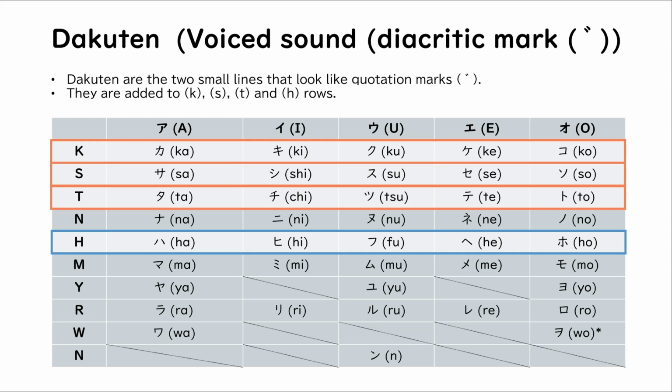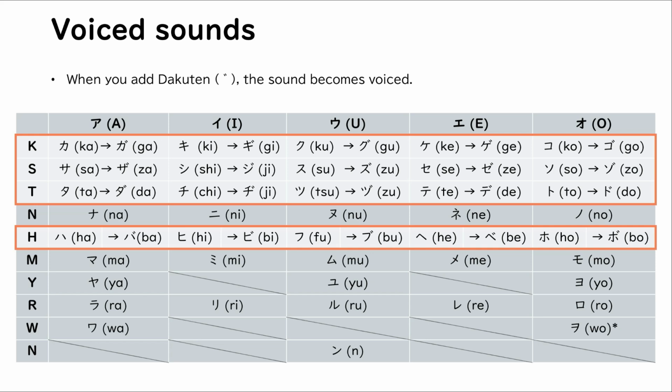Dakuten are the two small lines that look like quotation marks. You add them to characters in the K, S, T, and H rows. When you add Dakuten, the sound becomes voiced. For example, ka becomes ga. Sa becomes za. Pretty simple, right?